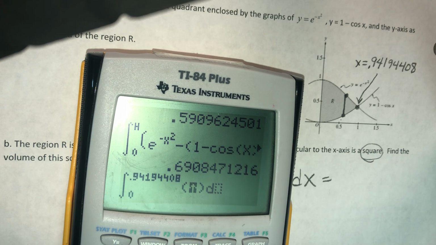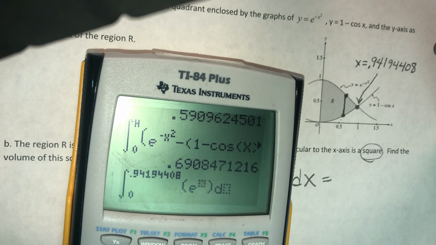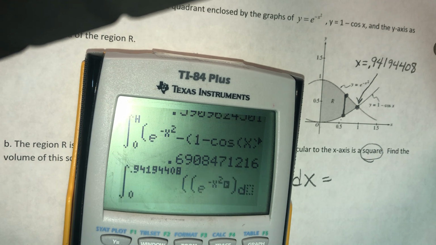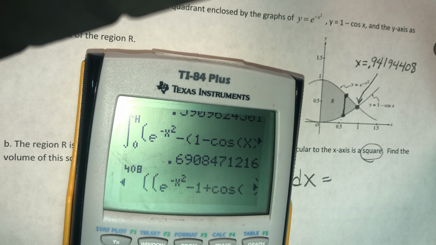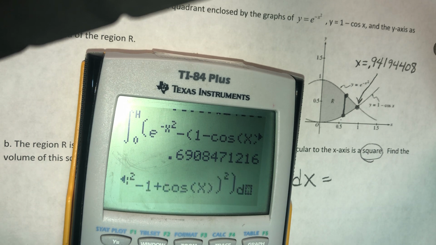And then I've got e to the power of, oh, I better put a parentheses here. E to the power of negative x squared, and I'm going to go minus 1 and I'm going to go plus cosine of x so that I distribute the negative, one less pair of parentheses I have to use that way. And then I'm going to close the parentheses and hit squared and go dx.